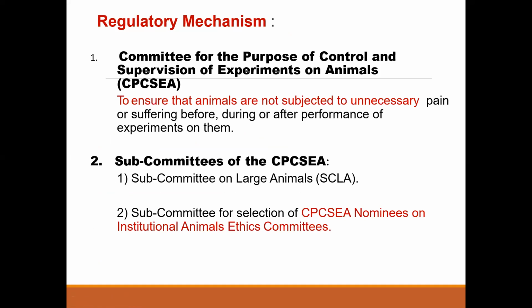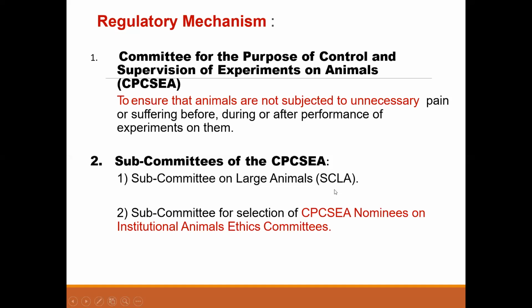So it can ensure that animals are not subjected to unnecessary pain or suffering before, during, or after the performance of an experiment. So that should be required. Such guidelines are provided to every animal house, so unnecessary pain should not be produced. The subcommittees of CPCSEA are looking after the appropriate use of animals. Two other subcommittees are there.